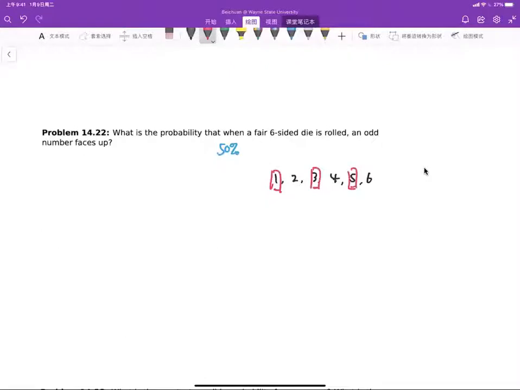So that means no matter if you roll a 1 or a 3 or a 5, all of the 3 outcomes are successful. So all of them are counted as successful. That's why we calculate this probability. The numerator equals 3, and the denominator is 6 because there are totally 6 outcomes: 1, 2, 3, 4, 5, 6. If we simplify this, we have 1/2, and if you rewrite it as a percentage, that will be 50%.